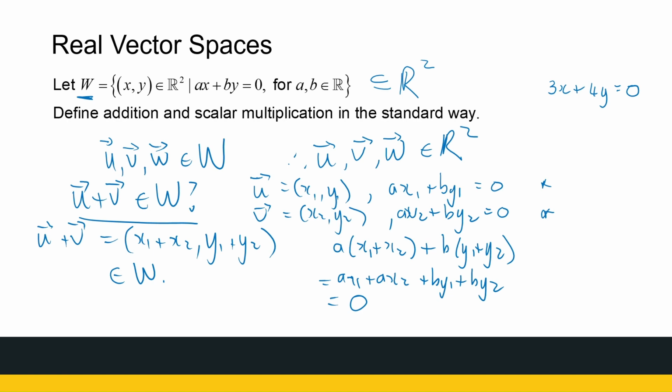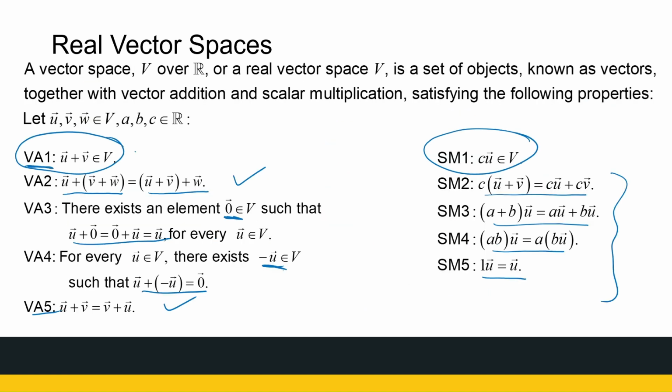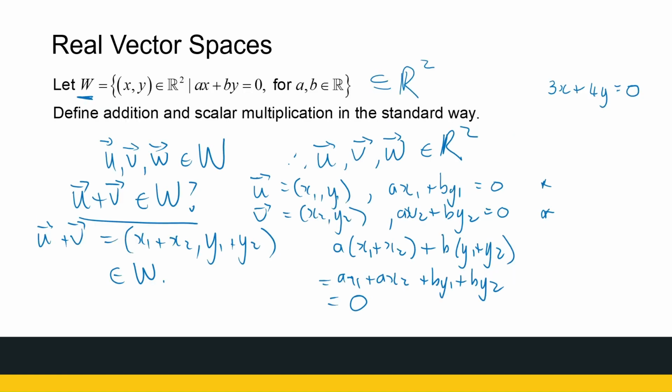Now the 0 will also be in W. If W is a non-zero, or non-empty, set, then I can find 0 in W. Similarly, we can find the negative in W of any element, since it's closed under scalar multiplication and addition.